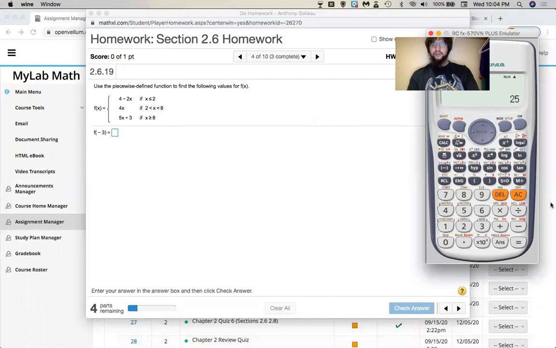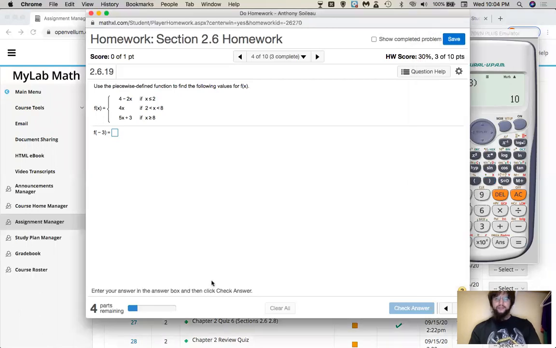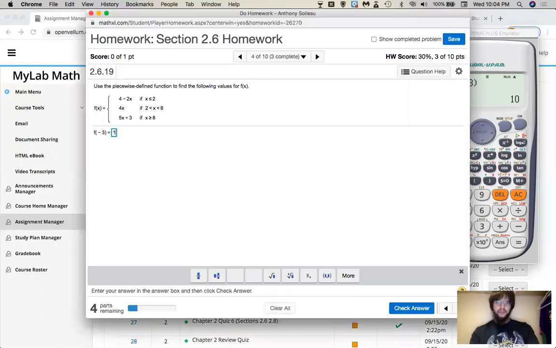4 minus 2 times -3. And we get 10. We put 10.